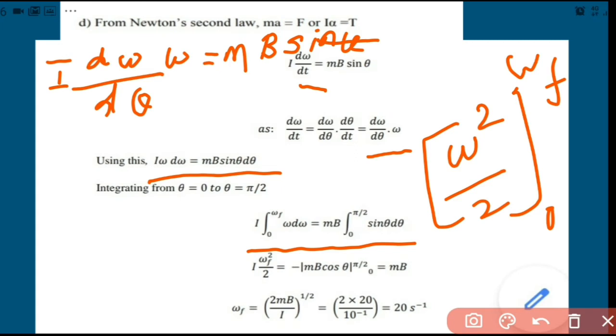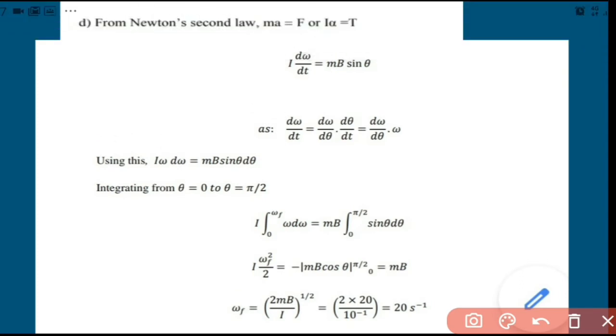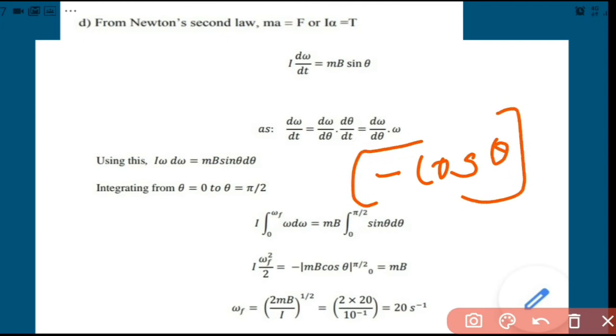Now coming to the right hand side, we have integral 0 to pi by 2 of sin theta d theta. The integral of sin theta d theta is minus cos theta. So the integration result is minus cos theta between the limits 0 and pi by 2.